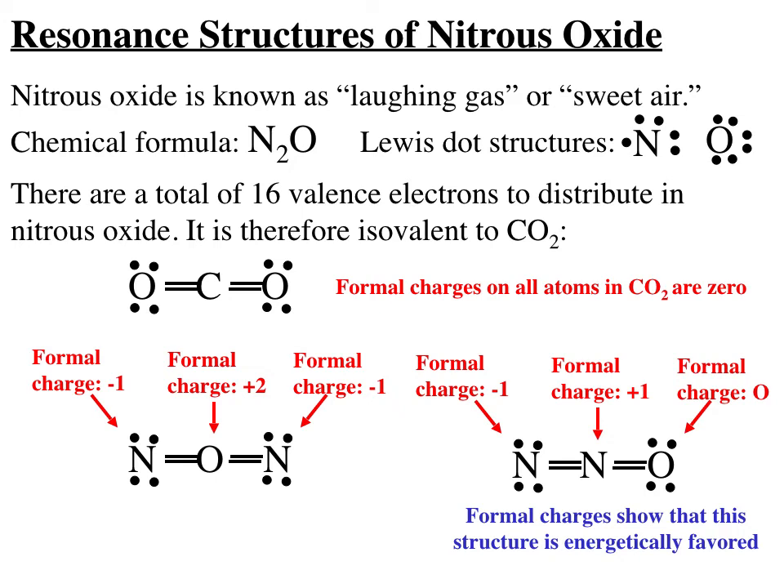So again, 5 valence electrons minus 2 of the bonding electrons minus 4 non-bonding electrons. That's a minus 1 formal charge on N. The central O has 6 valence electrons minus half the bonding electrons. 6 minus 4 has formal charge plus 2. The right N, again, 5 valence electrons minus half the bonding electrons, which is 2, minus 4 non-bonding electrons. The right N has formal charge minus 1. So I have a minus 1, plus 2, minus 1, summing to 0 total formal charge.